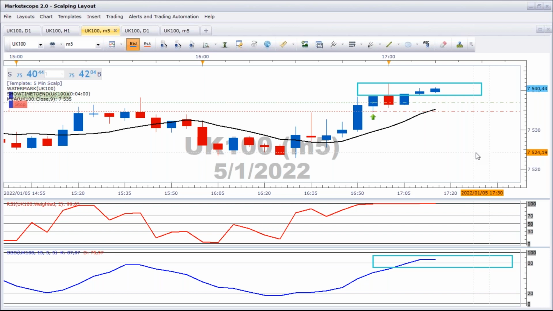The stochastic is still indicative of a strong underlying momentum. Just need to keep an eye on that, because if it drops below 80, the momentum is starting to wane. It's a calculation clearly from the candlesticks. It's reflecting the waning of momentum from the candlesticks. So we just want to keep an eye on that.